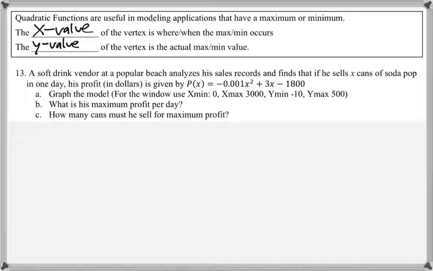So 13 says a soft drink vendor at a popular beach analyzes his sales records and finds that if he sells x cans of soda pop in one day, his profit in dollars is given by this function. So most likely he's collected data and made a regression model based on this. Just like we formed a linear regression model based on data earlier in the course, you can form a quadratic regression model based on data too. So they want us to graph this model and then use this for our window.